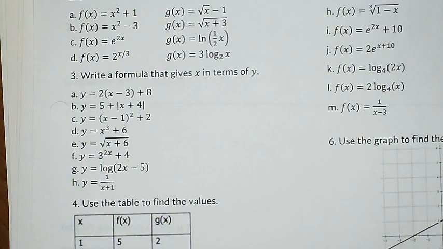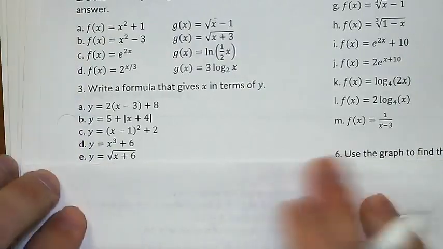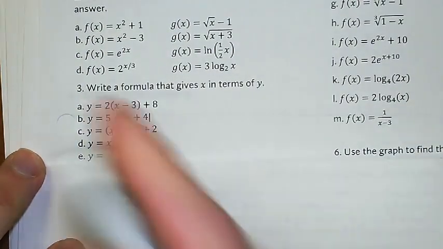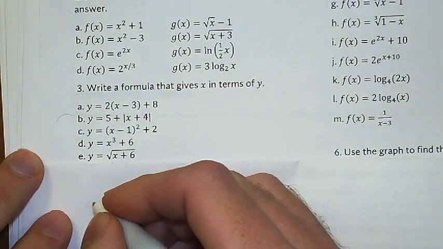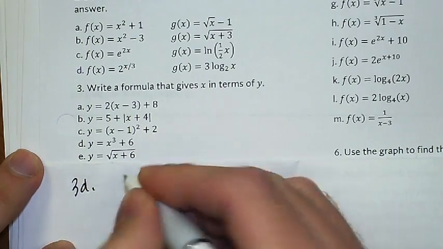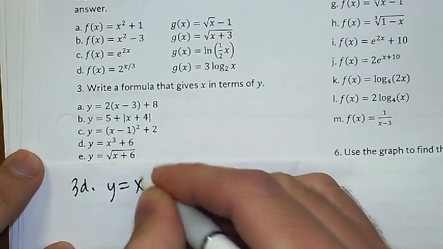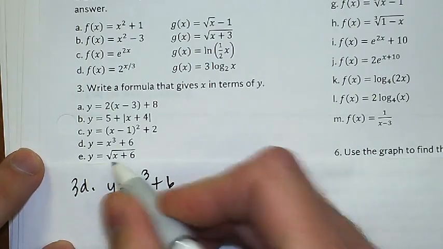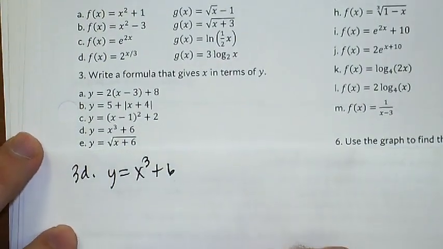A few more of these. That's good. That's what we need to work on, is solving for x. That's what we're doing here. So D and E. Yes, and these are very similar. So 3d is y equals x to the 3 plus 6. I think I meant to make that a cube root, but it's okay. We'll work it as it is.